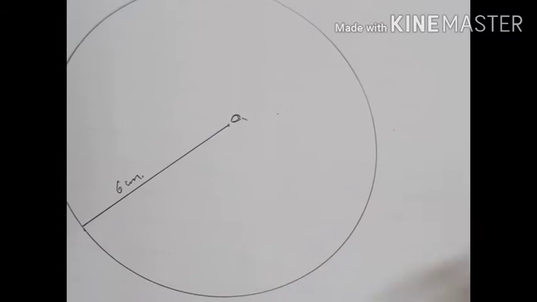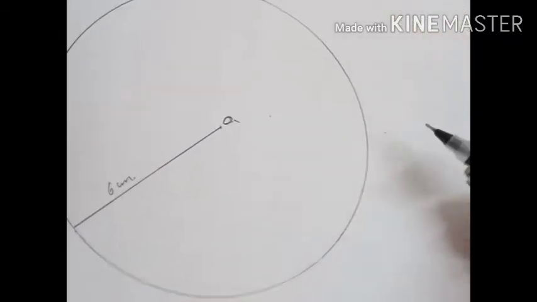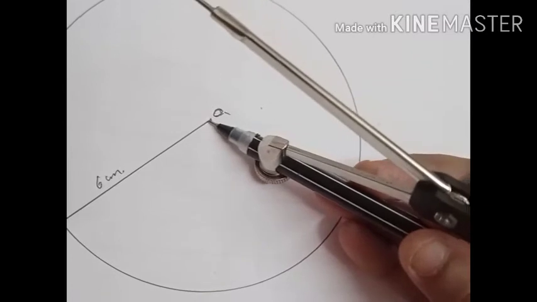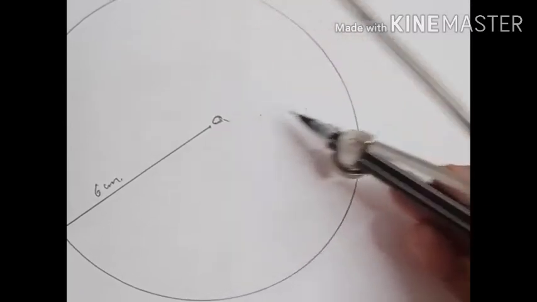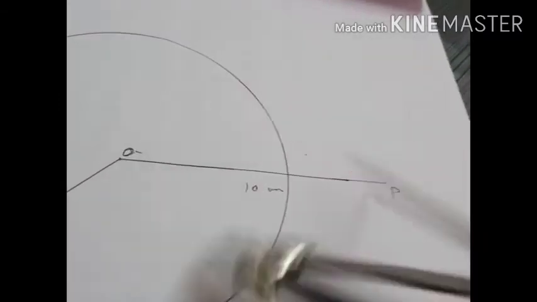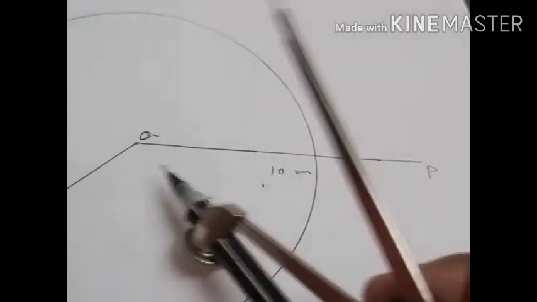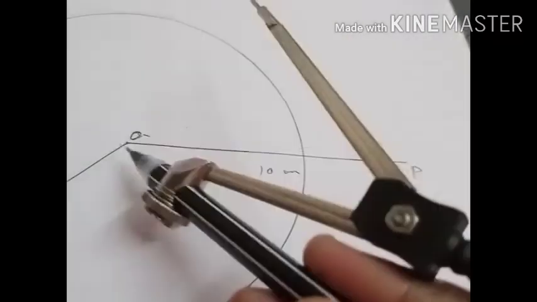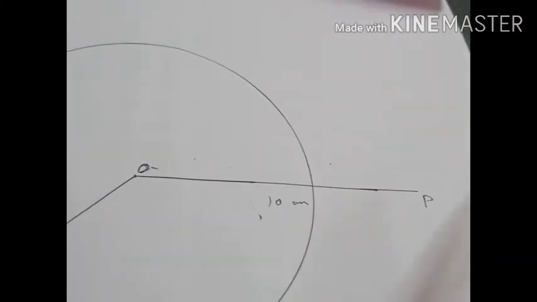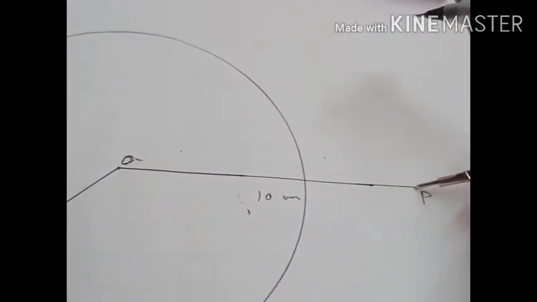The next step is we have to mark a point P 10 cm away from the center. So from the center we have to draw a line 10 cm and mark the point P. This is the point P which is 10 cm away from the center. Next step, we have to find the midpoint of this OP. To find the midpoint of OP, what should we do?